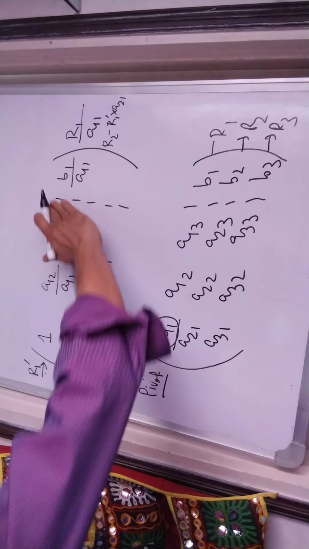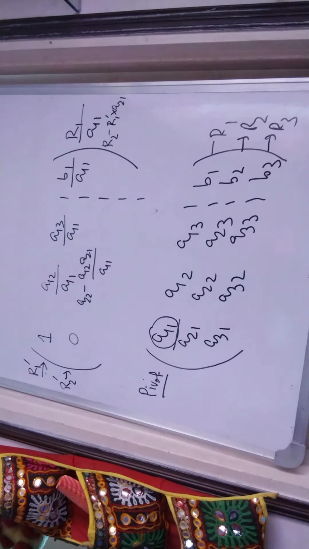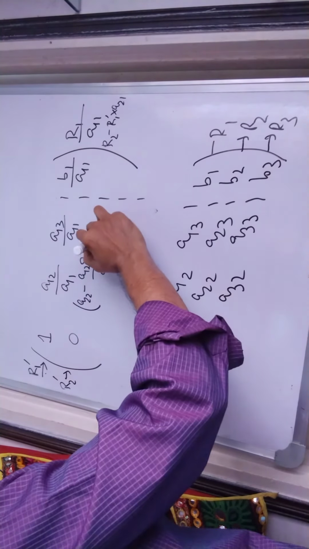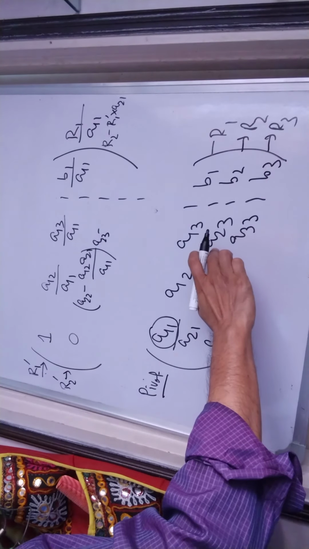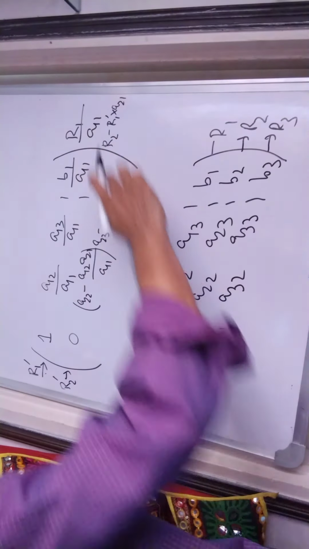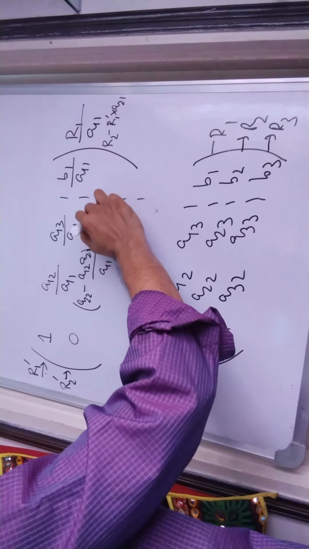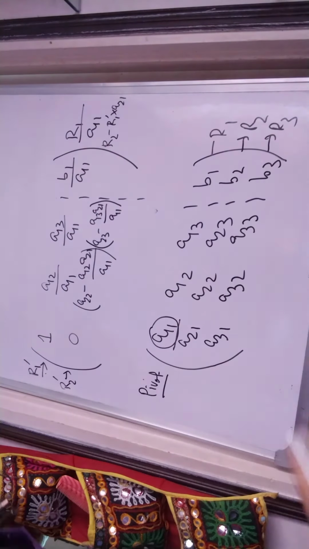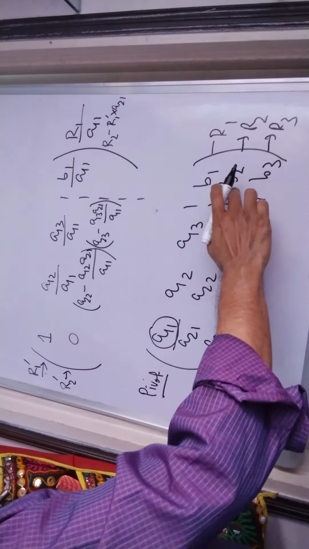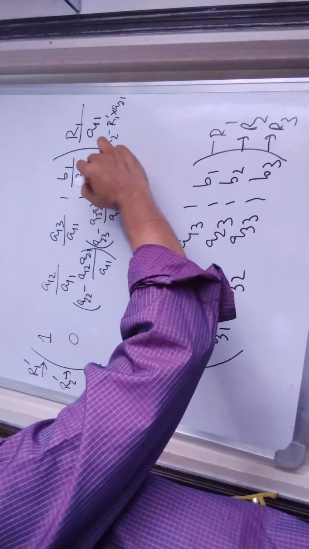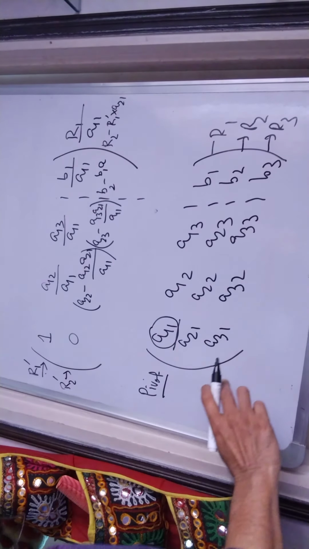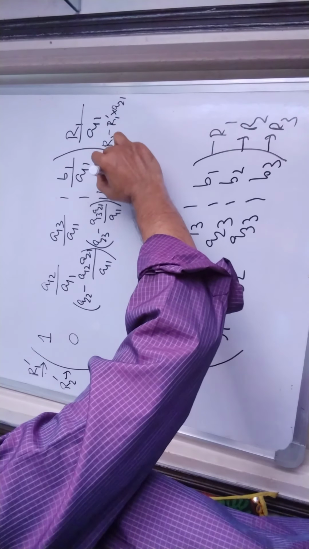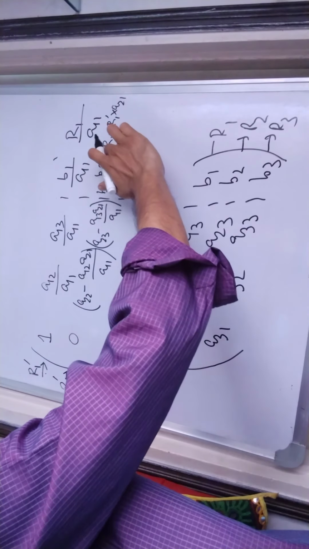And similarly, whenever we subtract from A23, let us keep a bracket here, it will be A23 minus A21 into A13 by A11. So this will be the new row 2, and similarly this element will be B2 minus B1 into A21 by A11, since we have multiplied R1 prime with A21.